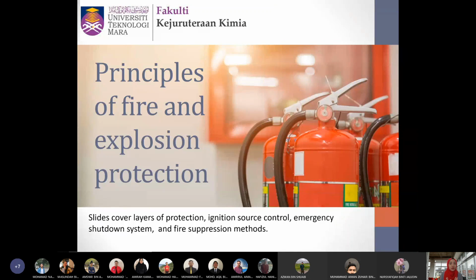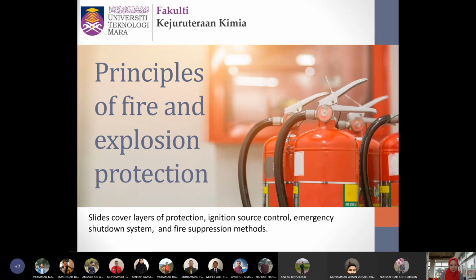So the topic that we will cover now is the principles of fire and explosion protection, because we have covered all of the principles of fires and explosions, how they work, how they behave. So now that we know how fires start and how they behave, it's time to know how we handle the fire, how we protect ourselves, how we protect our assets from fire, and how to control them.